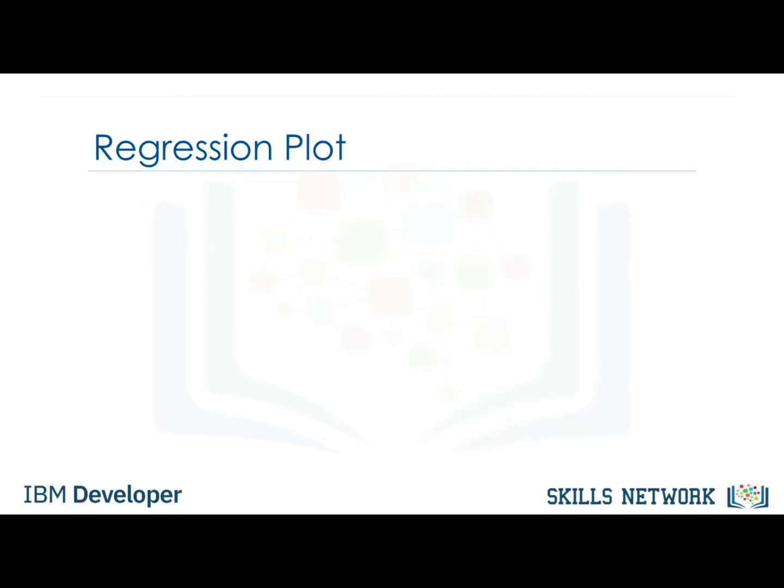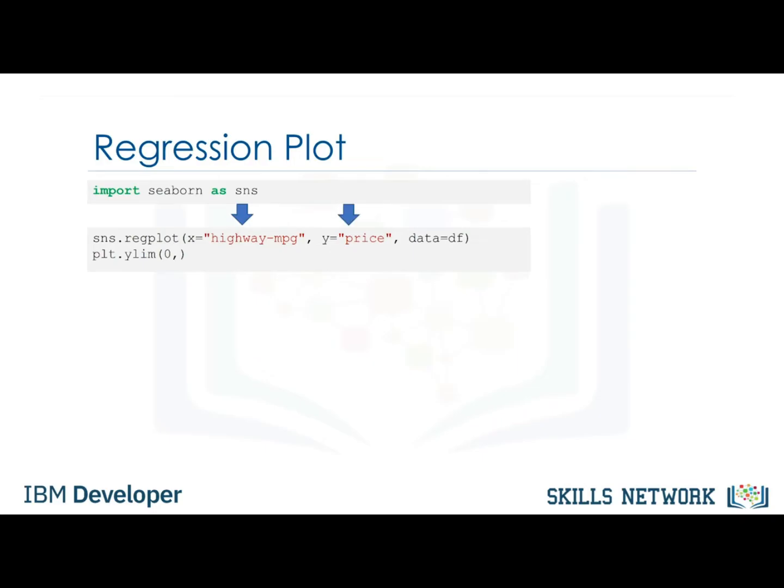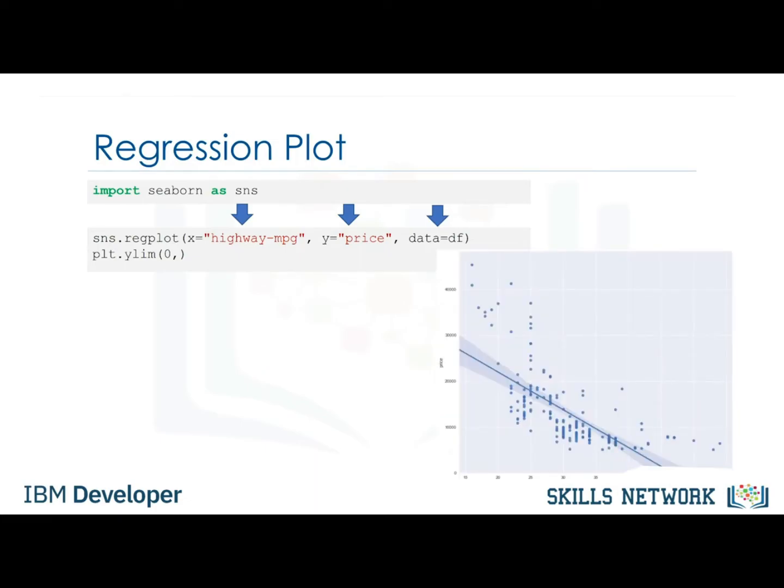There are several ways to plot a regression plot. A simple way is to use regplot from the Seaborn library. First import Seaborn, then use the regplot function. The parameter x is the name of the column that contains the independent variable or feature. The parameter y is the name of the column that contains the dependent variable or target. The parameter data is the name of the data frame. The result is given by the plot.